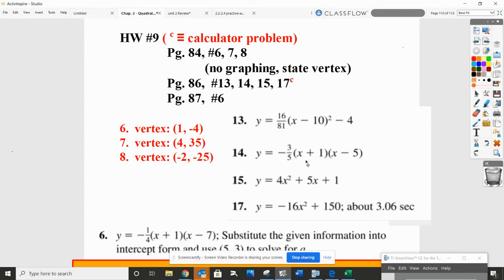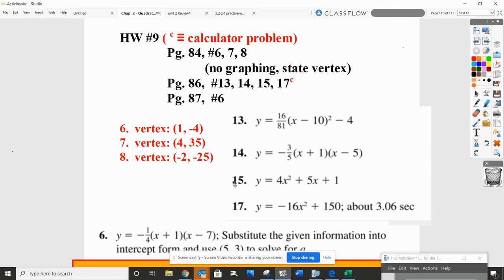Number 14, you are given two x-intercepts, and you were asked to find the A value. Your x-intercepts were -1 and 5. So we put those in x-intercept form. We use the extra point to find A and simplify the fraction if possible, and put it back in your intercept form. -3/5 was your A.